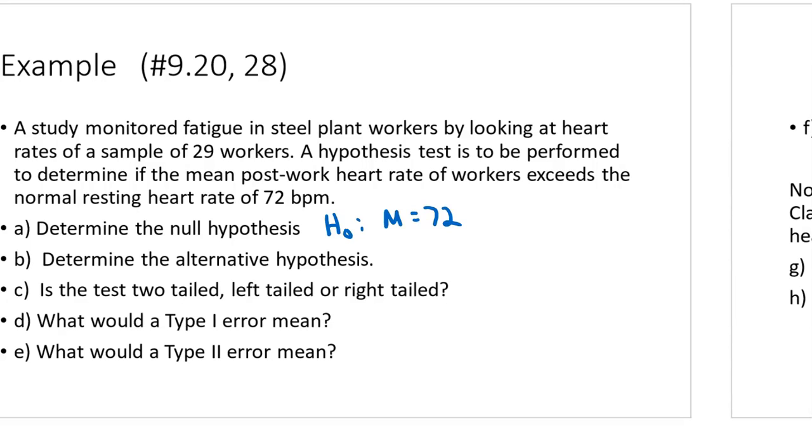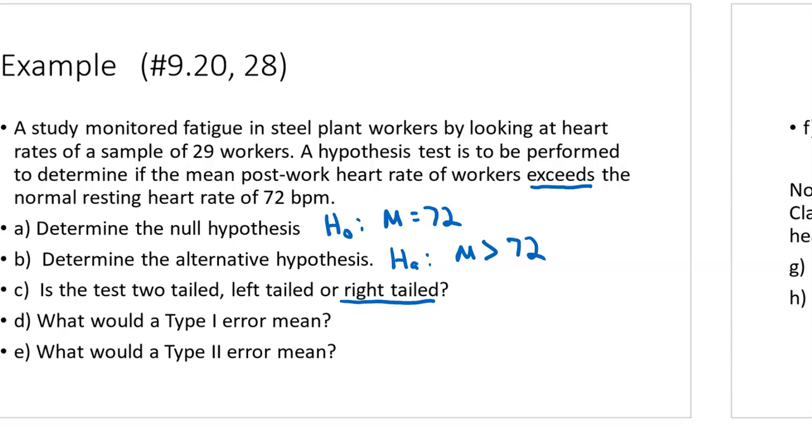So I go back to my question. Determine if the mean post-work heart rate of workers exceeds the normal resting rate of 72 beats per minute. So my alternative hypothesis, my HA, is that the mean is more than 72, okay, exceeds the normal resting heart rate. So what is this? Two-tailed, left-tailed, or right-tailed? It's right-tailed because I'm looking at values that are above 72.